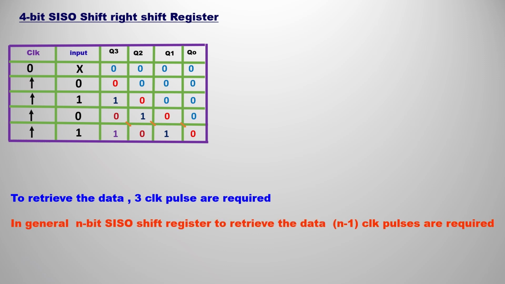And one thing, if you see the last case, for retrieving the data we have Q3 directly, but we retrieve the rest of the data with the help of Q2 by shifting, Q1 one shifting, Q0 one shifting. So to retrieve the data we need 3 clock pulses. In the general situation for an n-bit SISO shift register, n-1 clock pulses are required. Because we already have the MSB, but we need to pass the clock pulse n-1 times to retrieve the data excluding the MSB.